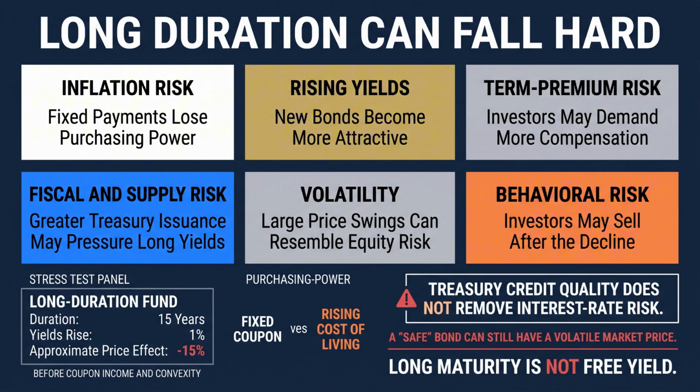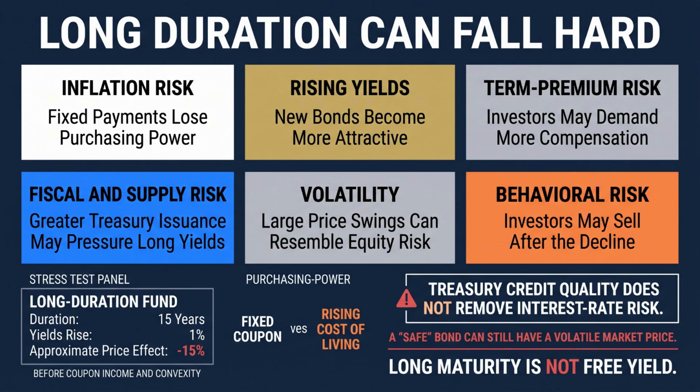Fiscal conditions and heavy Treasury issuance may also influence long-term yields, even when the Federal Reserve is reducing short-term rates. This is why investors should not assume that long yields must follow the federal funds rate lower. A long-duration fund with a duration of 15 years could experience an approximate 15% price decline if yields rose by 1 percentage point. Coupon income may soften the result, and convexity may change the calculation, but the drawdown can still be substantial. Behavior then becomes part of the risk.